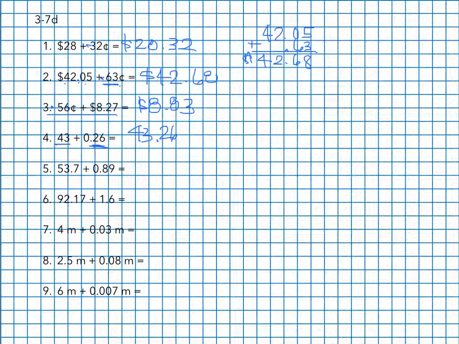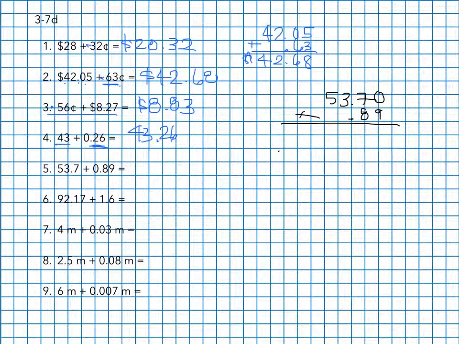So let's set up the problem. We've got 53 and 7/10 plus 89 hundredths. Now again, 5th graders, notice how I lined up my decimal point. So my tenths line up and my hundredths line up. Currently there are no hundredths, so I can put a 0 there.